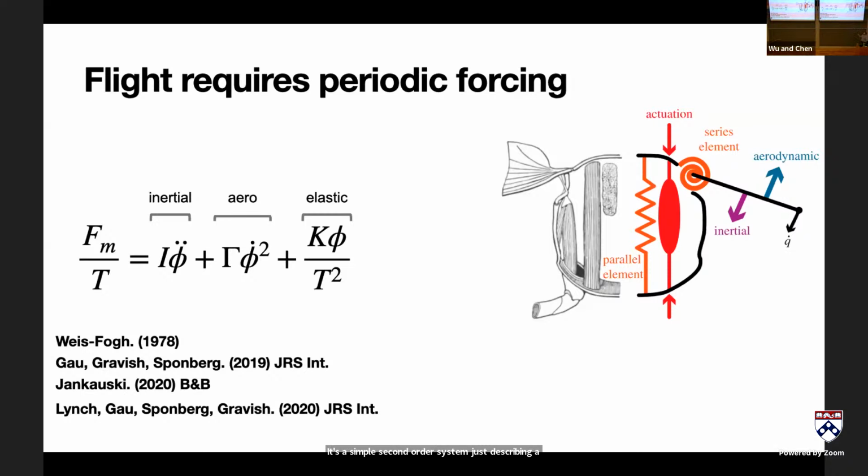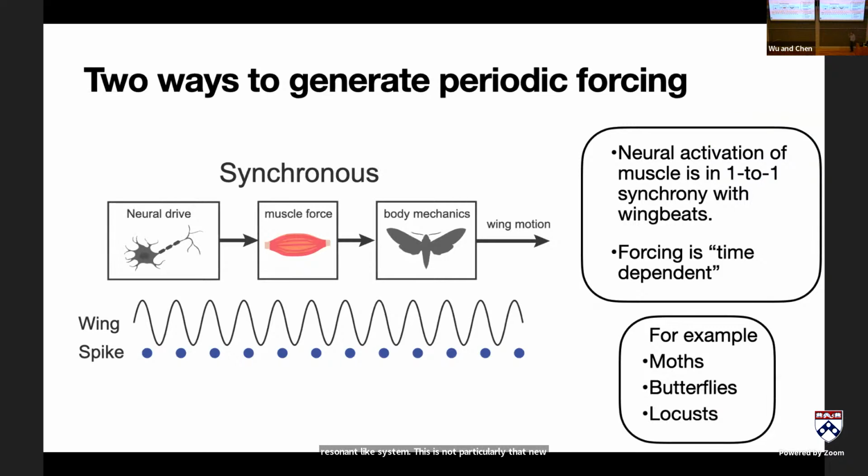This is not particularly that new or exciting, but something that I want us to think about for a second is just how insects and how robots generate that flapping wing motion. In the biological world, there's two ways in which wing beats are generated. The first is what's called a synchronous method.